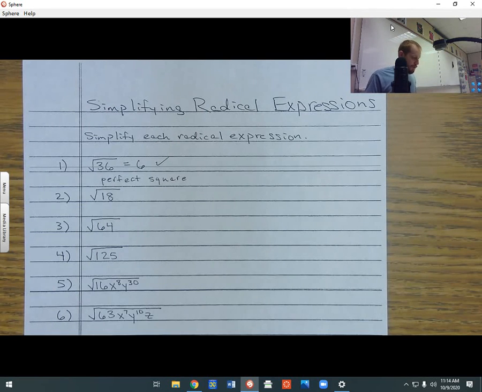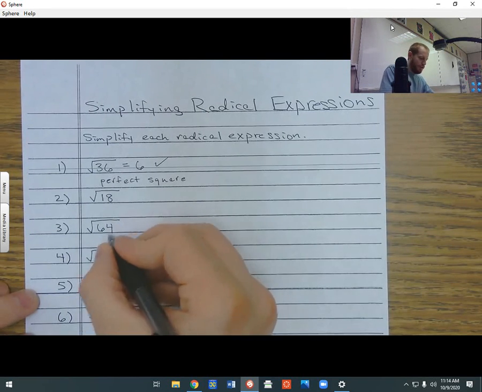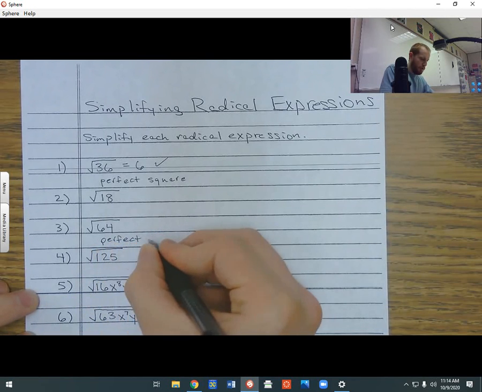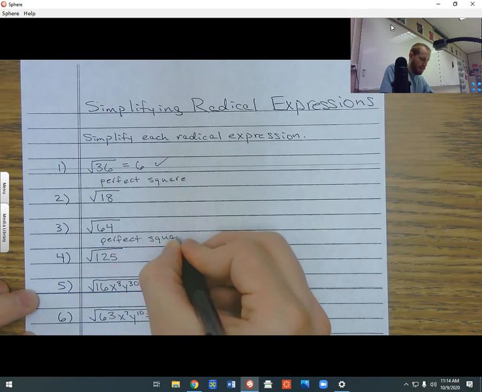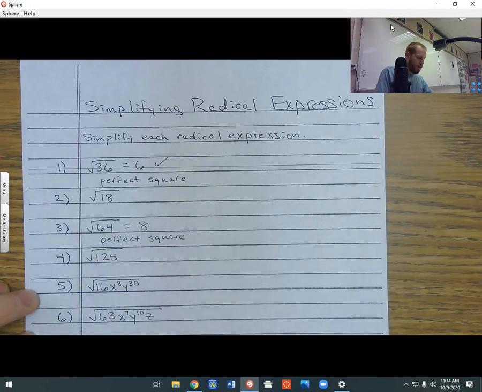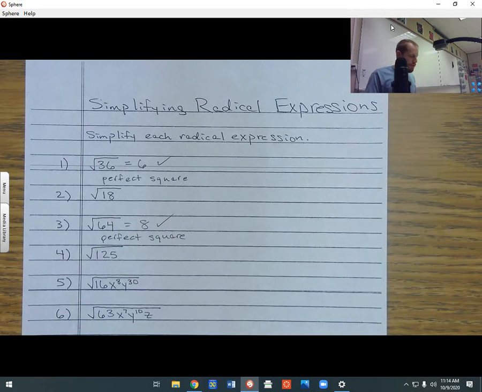Also, for the third one that we have right here, this is also a perfect square. Notice how the square root of 64 is just 8, because I know that 8 times 8 is 64. So I take it out as an 8, and I'm done. For the other two, what we're going to be doing is breaking these up into factors.